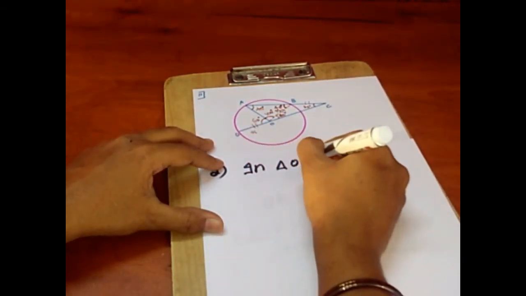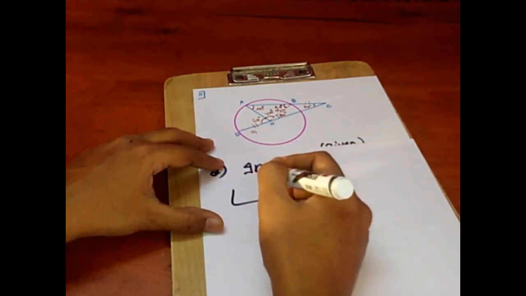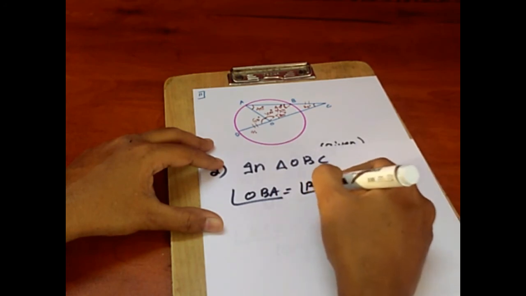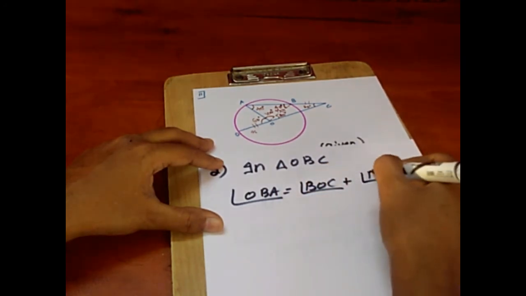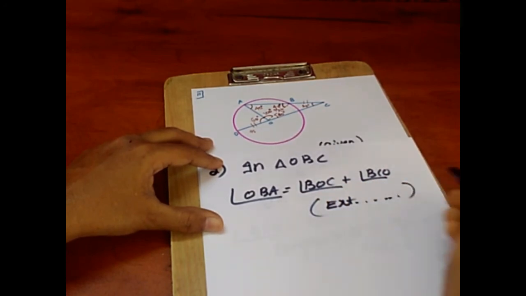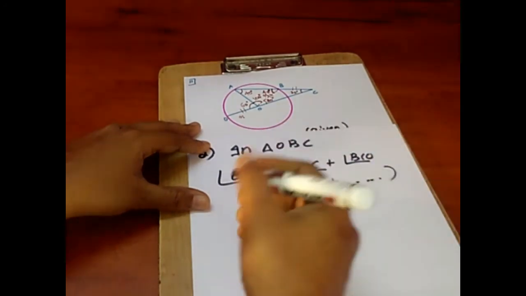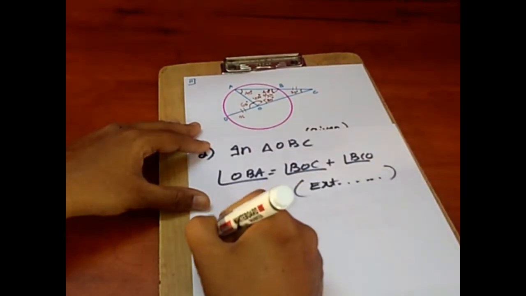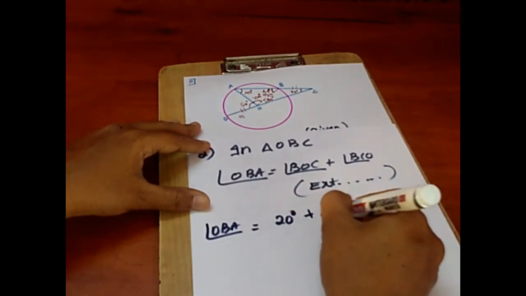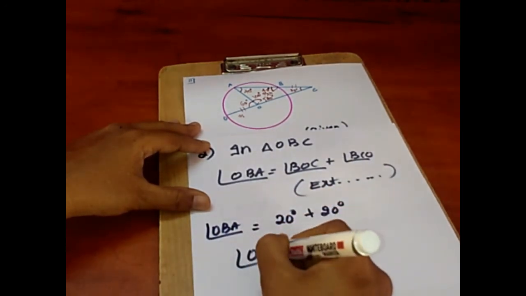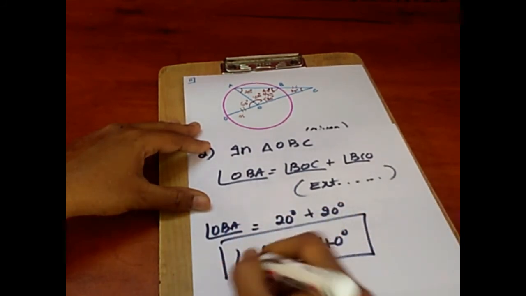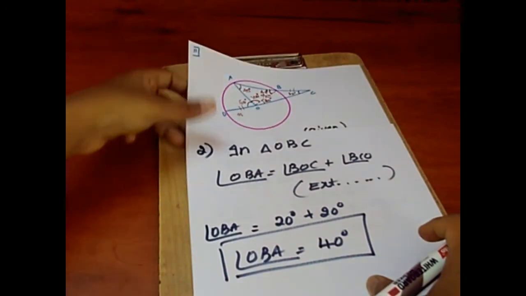Point number 2. In triangle OBC, angle OBA is equal to angle BOC plus angle BCO. Reason, exterior angle of a triangle is equal to sum of two interior opposite angles. Hence, angle OBA is 20 plus 20. Angle OBA is equal to 40 degree. This is result number or step number 2.